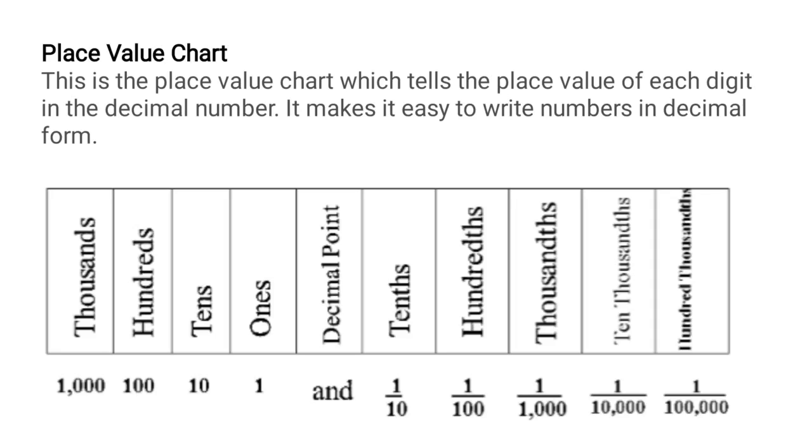Now let us learn about place value. Well, the place value chart tells the place value of each digit in the decimal number. Place value chart makes it easy for us to write numbers in decimal form. Here the chart shows various places, that is thousands, hundreds, tens, ones, tenth, hundredth and so on.